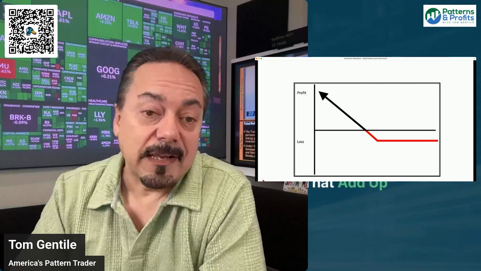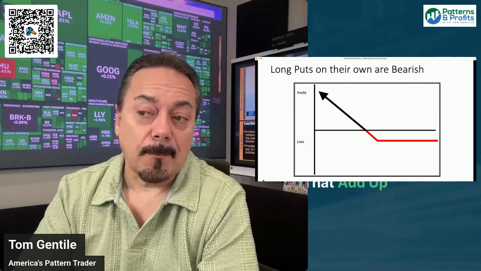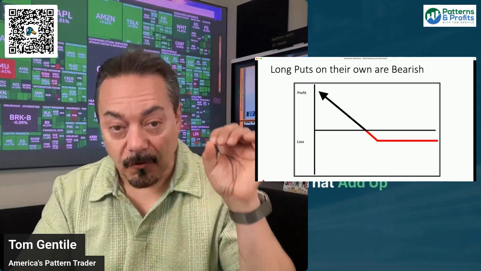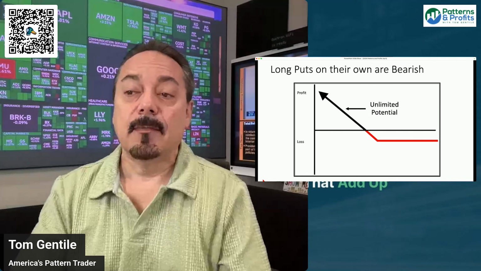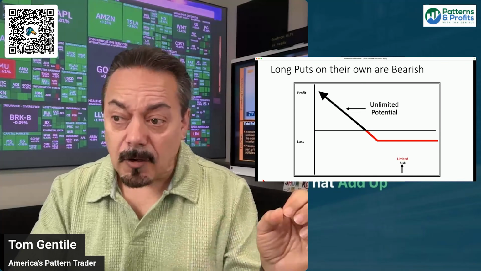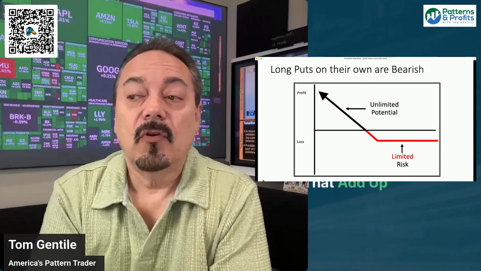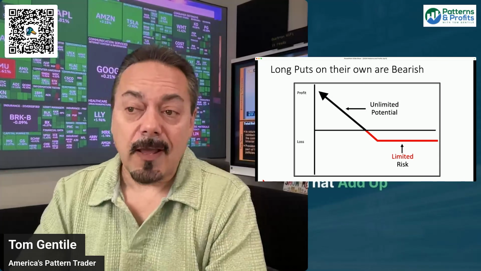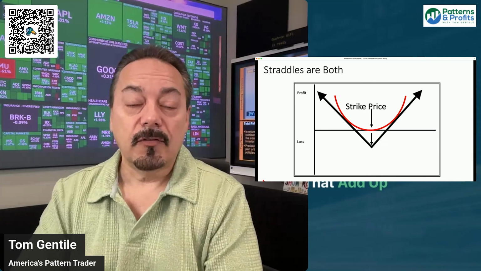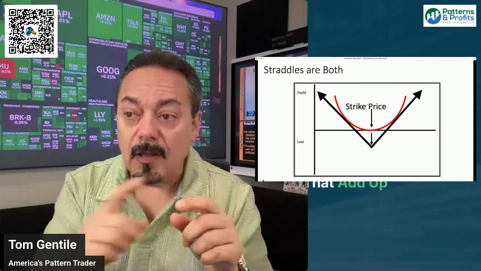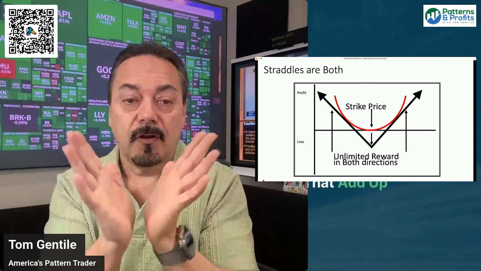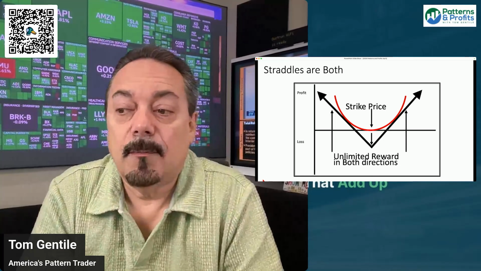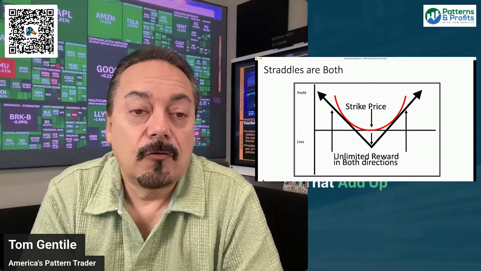The put's completely the opposite. It's a bearish opportunity. You have the right to sell a stock at a predetermined price for a predetermined amount of time. That has unlimited potential to the downside until you hit zero. And it does also come with limited risk. A straddle's risk graph is when you put the two together. You buy the call and you buy the put. And by doing that, you've created this bi-directional trade that works in both directions.